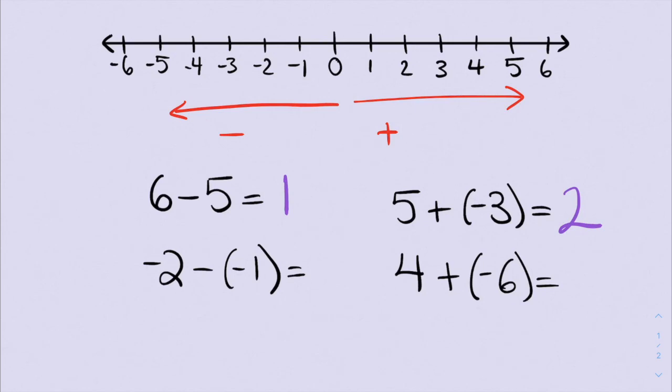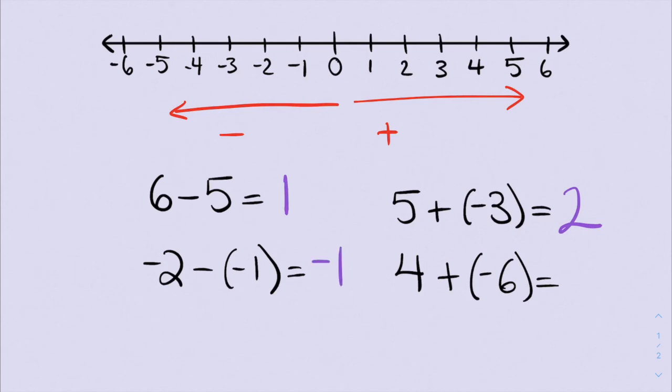So with our next equation, we're starting at negative 2, we're minusing, so we're going to the left, but we've got a negative number, so we're going to reverse it and go to the right, 1. So we start at negative 2, go forward 1, and we get to negative 1.